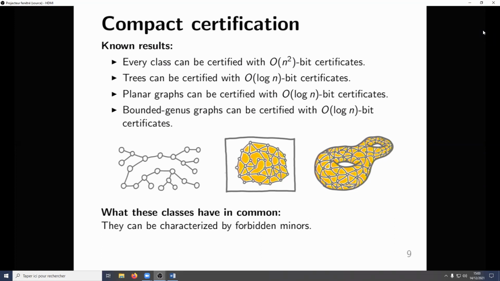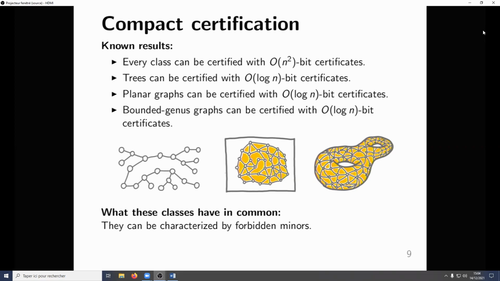So basically, you would give the adjacency matrix to every node, and then with a bit of details, you can certify the class. That's the idea. Now we've seen that trees, you can certify them with distances, and this is actually optimal. So log n bits is what you need.